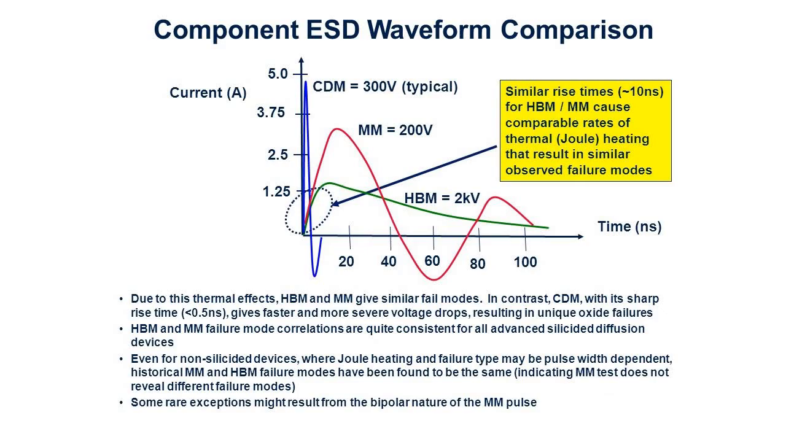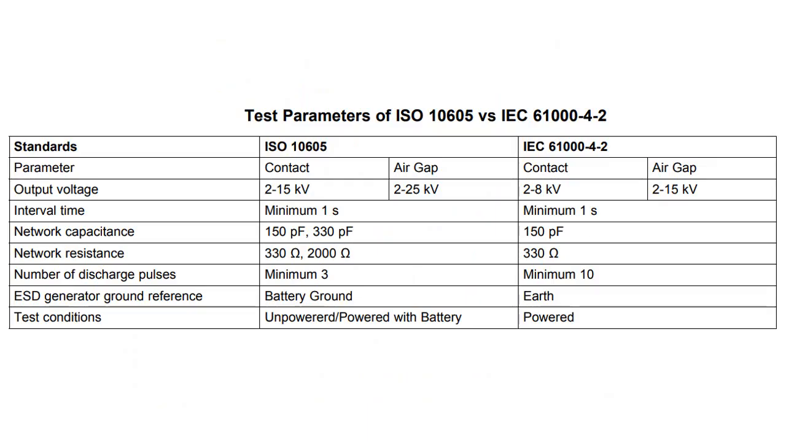ISO 10605 is partly based on IEC 61000-4-2, a standard that covers system-level ESD immunity. However, it has several key differences specific to automotive applications. Unlike IEC 61000-4-2, ISO 10605 does not define a specific upper limit of stress voltage.